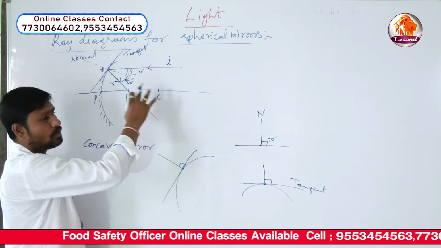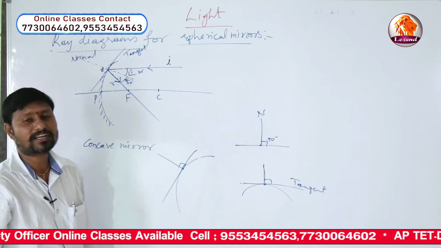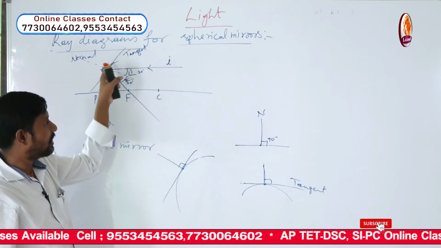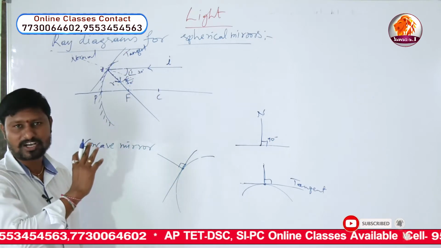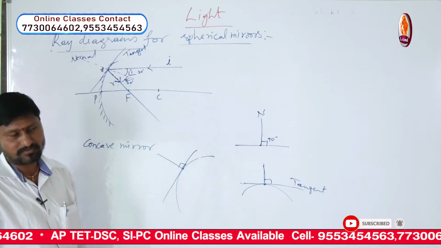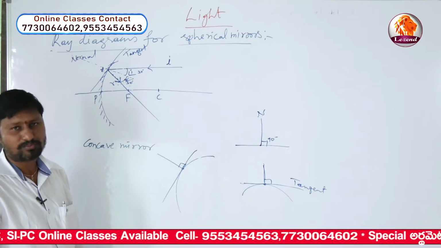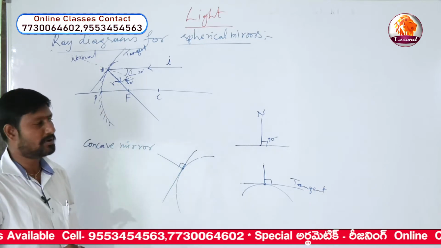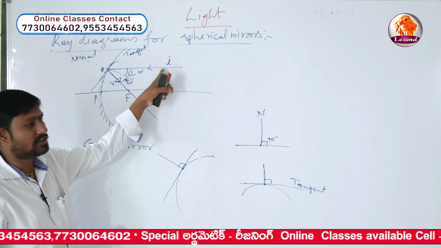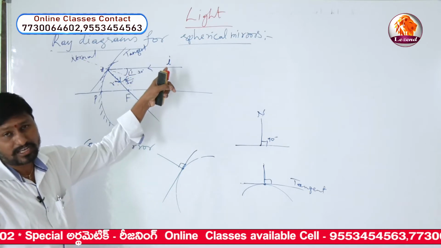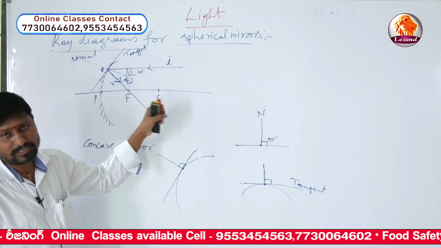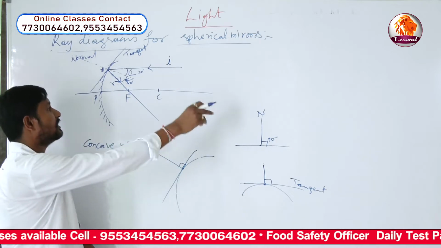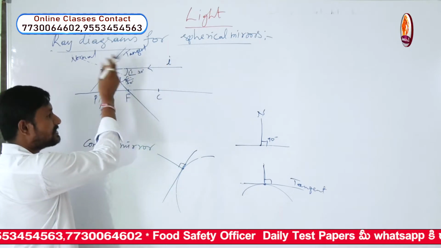This is the method of drawing the reflected ray for the given incident ray on spherical mirrors. It may be a concave mirror or a convex mirror. First of all, we talk about the concave mirror now. So this is one of the methods to draw the reflected ray for the given incident ray. Here we have taken the light ray parallel to the principal axis, and now there is another method.